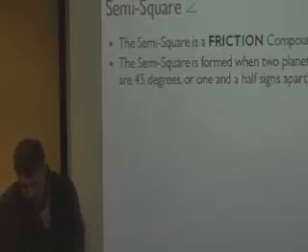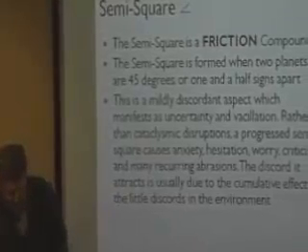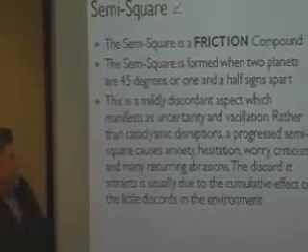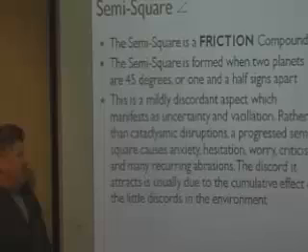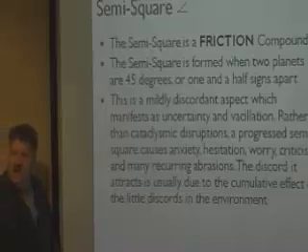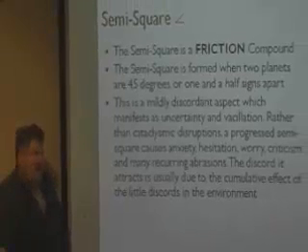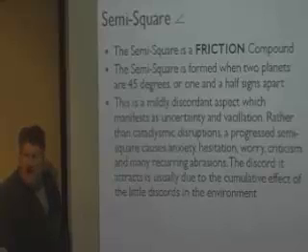Now, according to your cheat sheet, semi-squares are mildly discordant. So they're manifesting in your life as uncertainty or vacillation. These are not the big cataclysmic disruptions that we have in life. These are the niggly little annoyances that come about in our life.